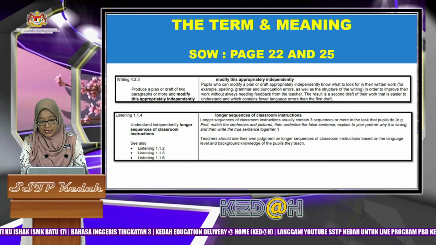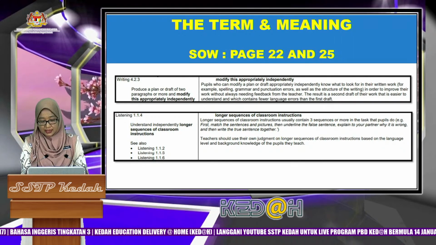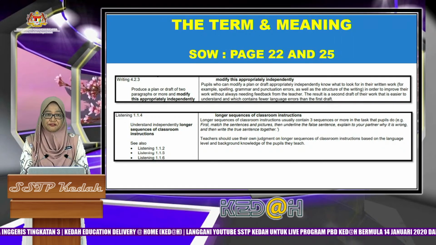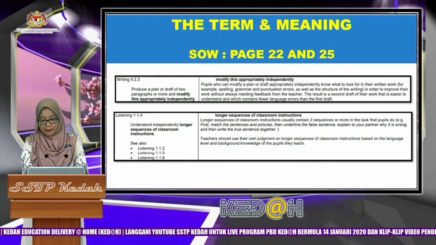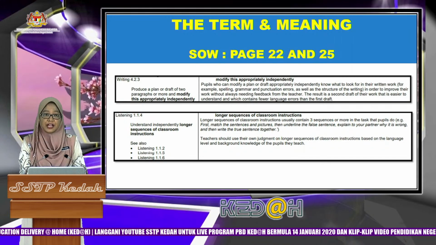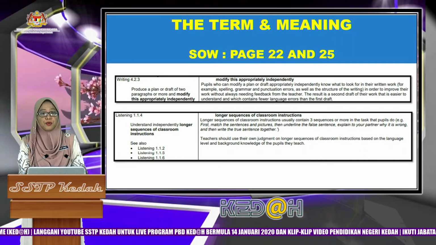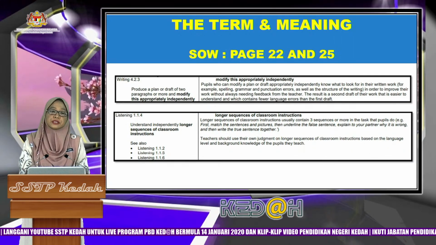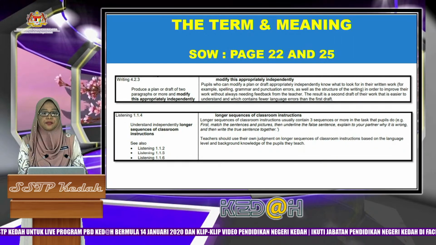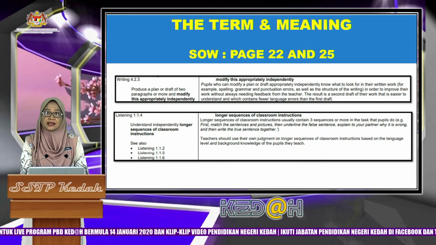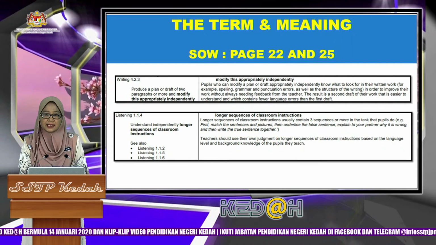When we are reading the content standard and the learning standard, teachers might come across a number of unfamiliar terms. You can refer to the scheme of work, page 22 and 25 for these terms. For example, Writing 4.2.3, you'll see Produce a plan or draft of 2 paragraphs or more and modify this appropriately independently. What is modify this appropriately independently?